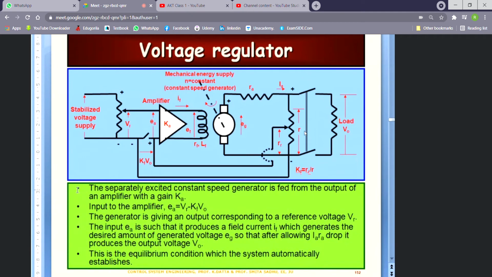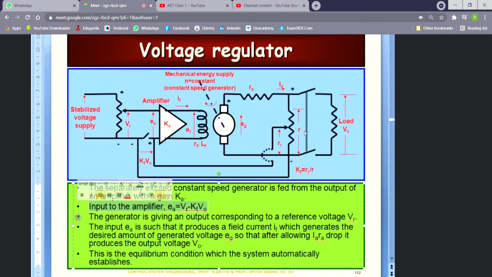So this, yes, a separately excited constant speed generator, separately excited, you can see that, and it's a constant speed generator, is fed from the output of the amplifier. As I told you, the amplifier is feeding the separately excited constant speed generator, right? The amplifier has a gain Ka, as I have mentioned. Now the input to the amplifier, EA, is equal to, as I just mentioned, VR minus KF VO, right?